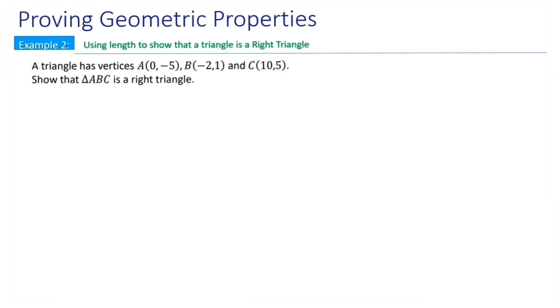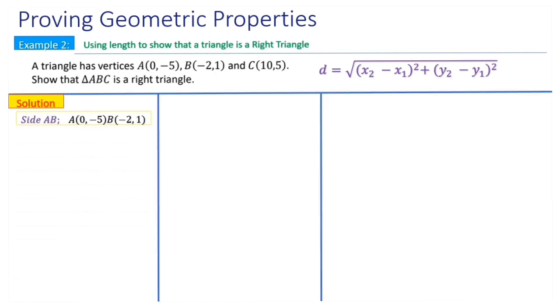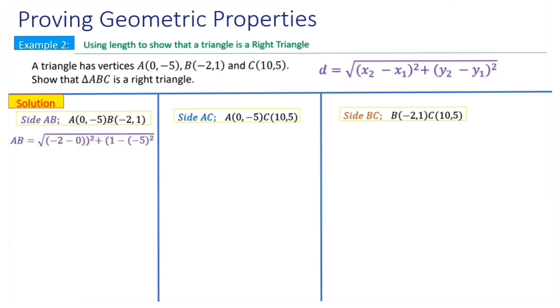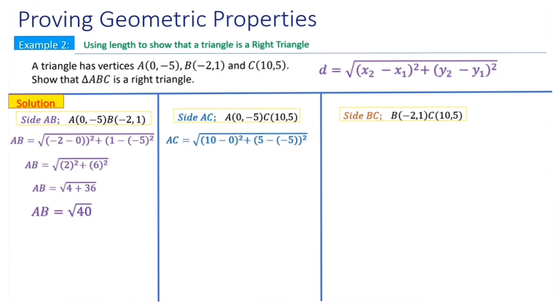Now let's have one more here. A triangle has vertices A, 0, negative 5, B, negative 2, 1, and C, 10, 5. Now we want to show if it's a right triangle. In order to do this, first off, the most important part is we substitute them. Don't overcomplicate that part. So by substitution, have side AB using A and B, side AC we use A and C, side BC we use B and C. So if you substitute that, you're gonna get AB like this, and your answer is square root of 40.